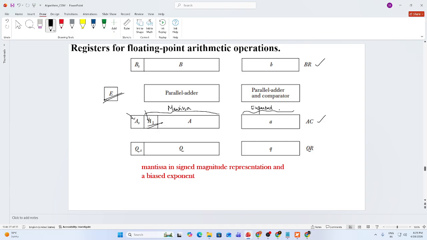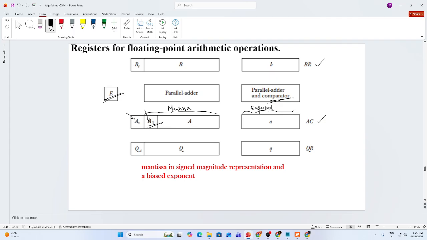Similarly, for exponents I have another parallel adder. For addition and subtraction I am interested in this comparator for exponents. Why do I require a comparator for exponents? I need to compare the exponents to identify the smaller exponent and make it equal to the larger exponent. Also, a shifting provision is incorporated in these registers, since we need to shift left and shift right.